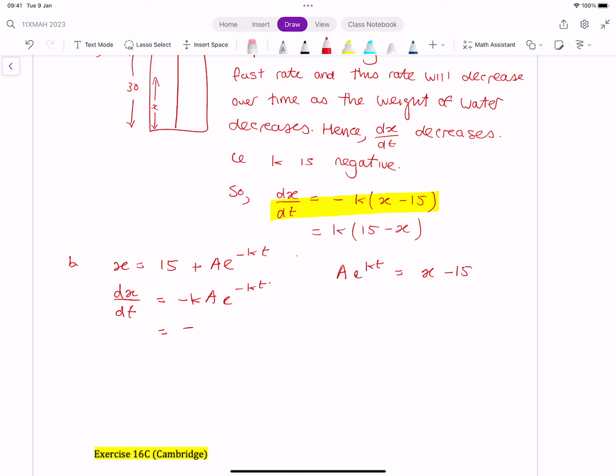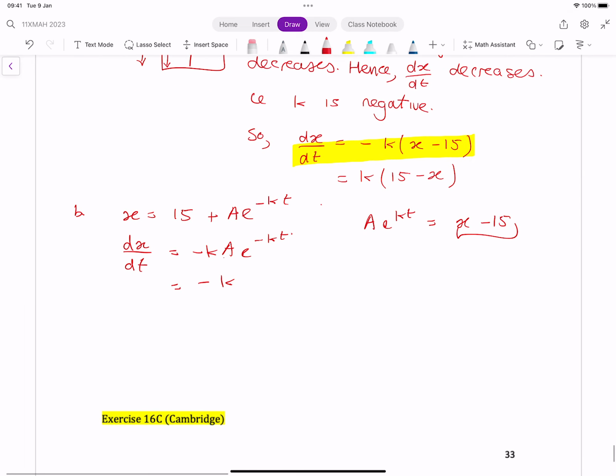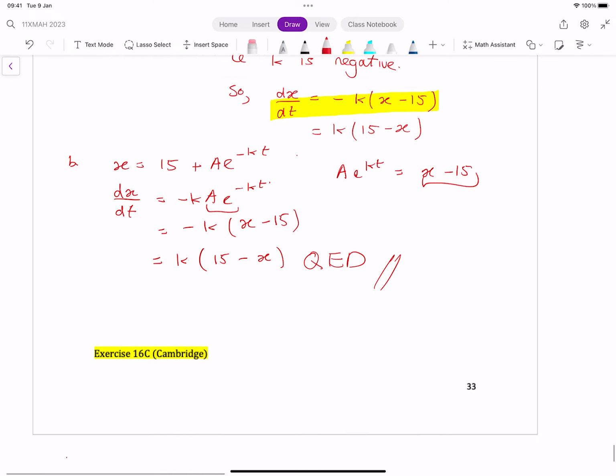So we've got minus k, and we're going to replace Ae^(-kt) with x minus 15. So minus k times (x minus 15). Pull that negative through, we're going to get positive k, then we're going to have a negative x and a positive 15. And we're done. That's what we had to prove. Now it also says find the value of A.